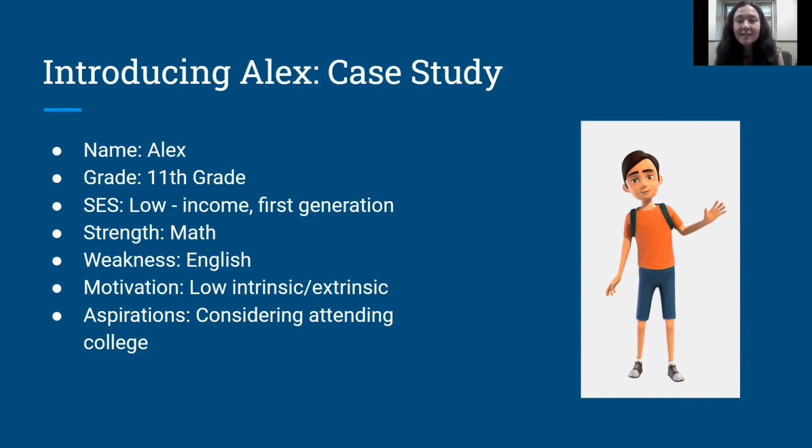And lastly, he is considering college. And so we do have the opportunity here to increase his motivation so that he goes from considering to attending a 4-year or 2-year college if that is the right choice for him. And now I'm going to pass it off to Morgan to begin talking about our three possibilities within this framework.